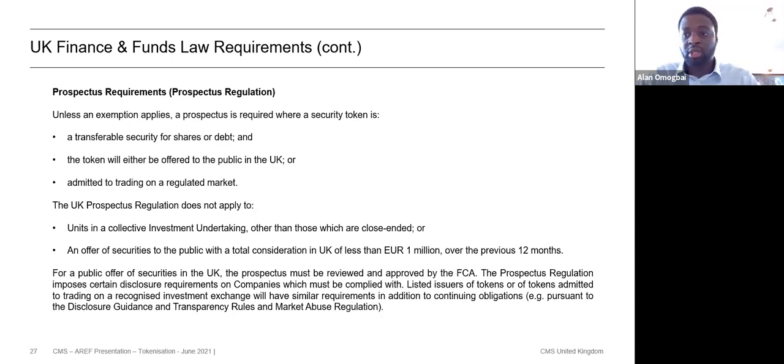Just before we come on to the relevant exemptions, I'd like to bring our attention to the prospectus disclosure requirements, and essentially just to stress that information will need to be provided to potential investors so that they can make an informed investment decision. Again, most of you will be familiar with these rules already, and the specific disclosure requirements will depend on the type of asset or security.